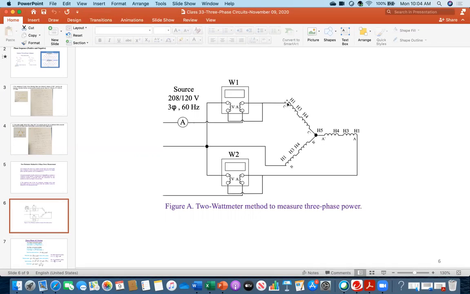And now, for example, you have those 3 terminals available, and you want to measure the three-phase power for these 3 coils. So then everybody see how it is done. With the help of 2 wattmeters. W1 means this is 1 wattmeter, W2 means this is another wattmeter. And you all know that a wattmeter has 2 coils. One is called the current coil, the other is called the voltage coil.